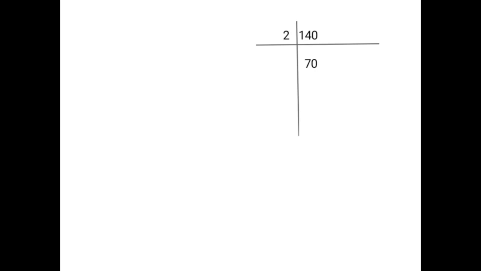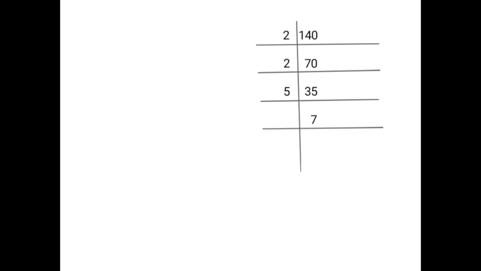2 70s are 140. The unit place is 0 of the number 70, so again it is going 2 table. 2 35s are 70. Number 35 is not going 2 table, 3 table. Directly it will go 5 table. 5 7s are 35. 7 is the prime number. If there is prime number, you have to write it as it is and divide. 7 1s are 7. 140 is 2 into 2 into 5 into 7.